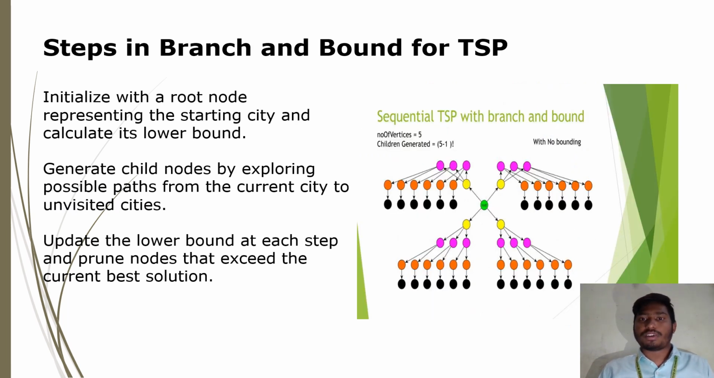Steps in branch and bound for TSP. Initialize with a root node representing the starting city and calculate its lower bound. Generate children by exploring possible paths from the current city to unvisited cities. Update the lower bound at each step and prune nodes that exceed the current best solution.